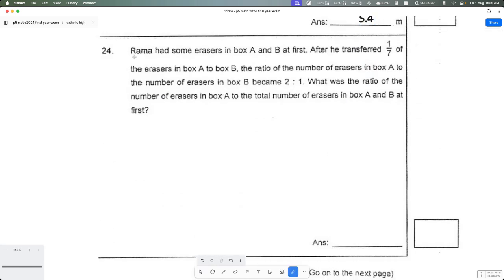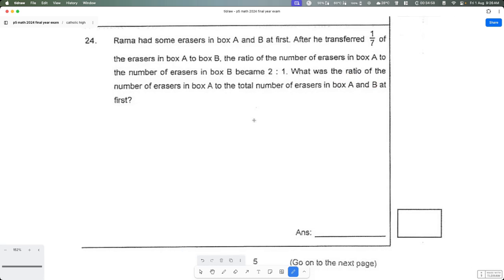All right, question 24 says Rama had some erasers in box A and B at first. After he transferred 1/7 of the erasers in box A to box B, the ratio of the number of erasers in box A to the number of erasers in box B became 2:1. What's the ratio of the number of erasers in box A to the number of erasers in box A and box B? Wow, quite a lot.